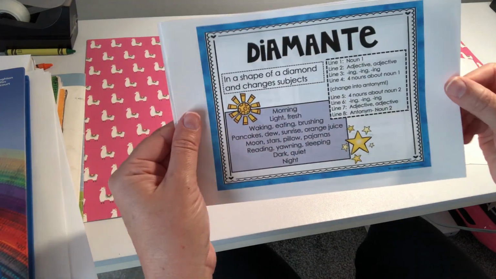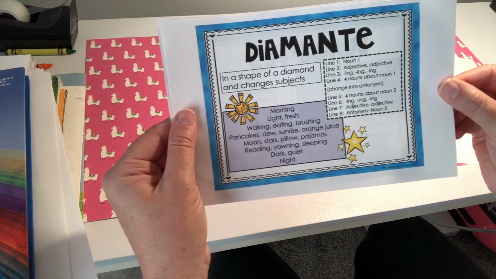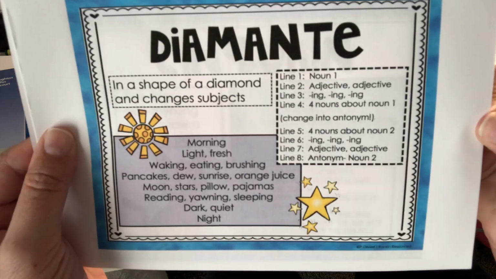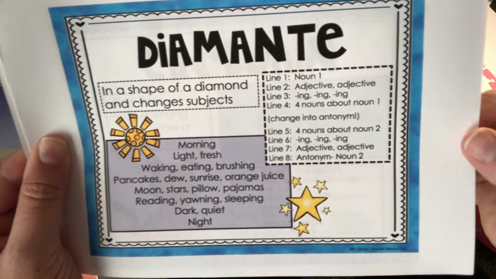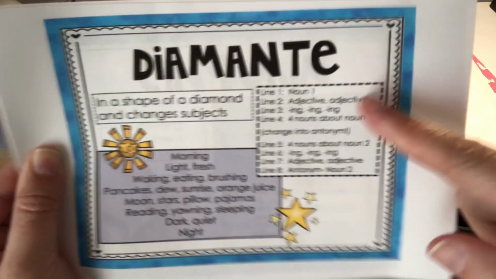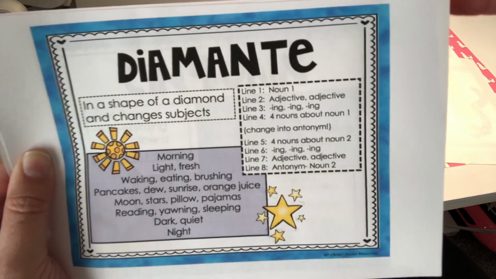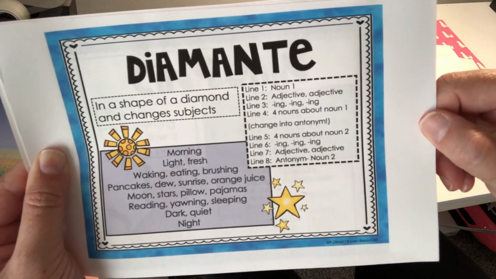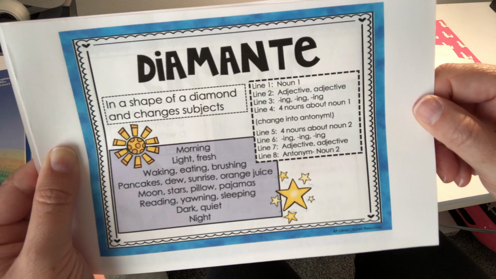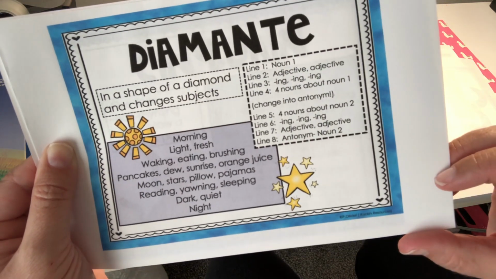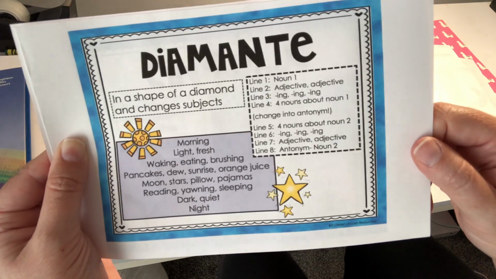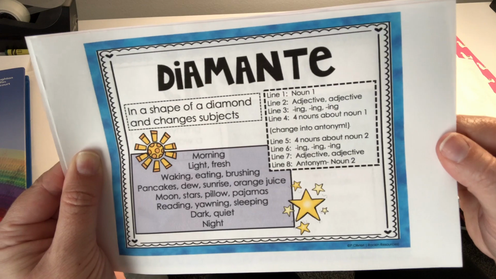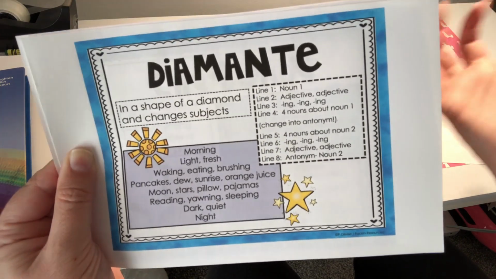A diamante is a poem that's in the shape of a diamond. So it starts off in line 1. It's just one word for your topic, which is a noun, a person, a place, or a thing. Line 2 is 2 adjectives that describe the noun in line 1. Line 3 is 3 ing words. Those will be actions or verbs. Line 4 is always kind of a tricky one because it's a phrase. It's not a whole sentence, but it's 4 nouns about noun 1, or you could put it into a phrase about the topic.